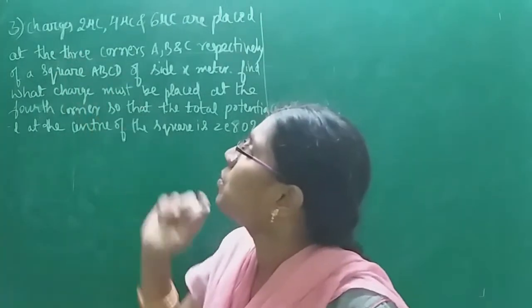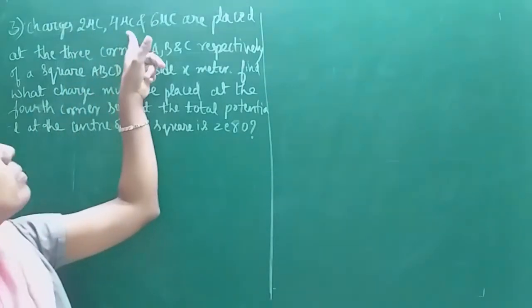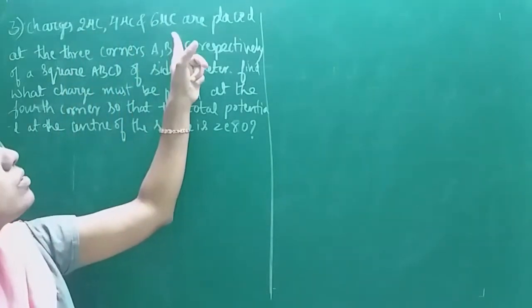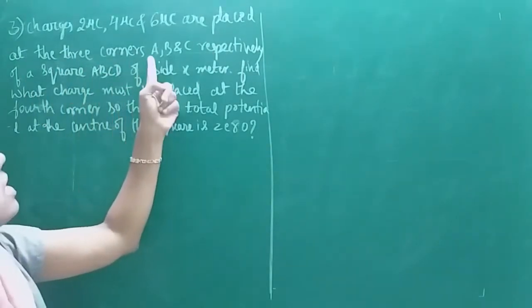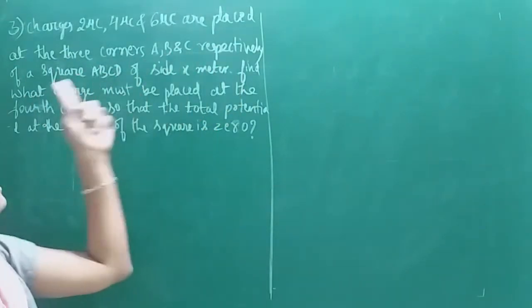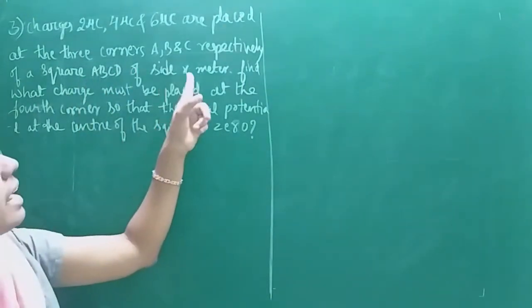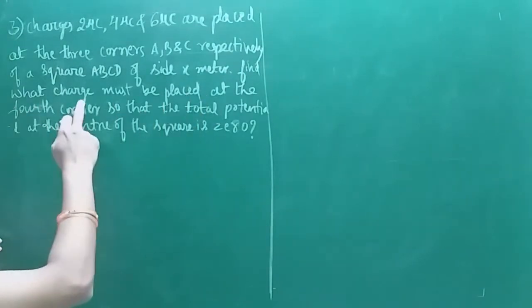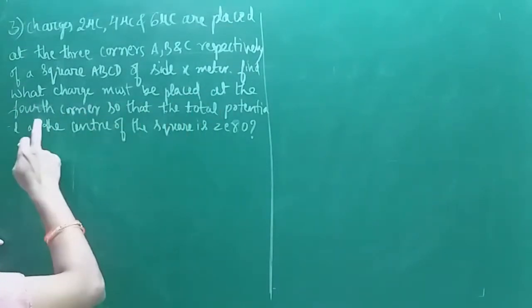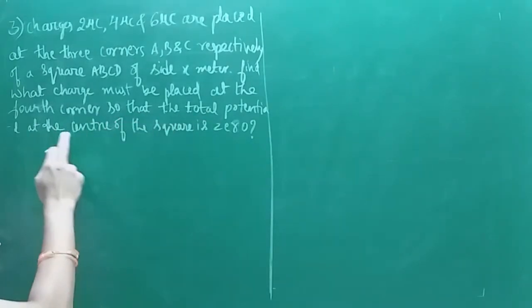The third problem is: charges 2 microcoulomb, 4 microcoulomb and 6 microcoulomb are placed at the three corners A, B and C respectively of a square ABCD of side x meter. Find what charge must be placed at the fourth corner so that the total potential at the center of the square is 0.